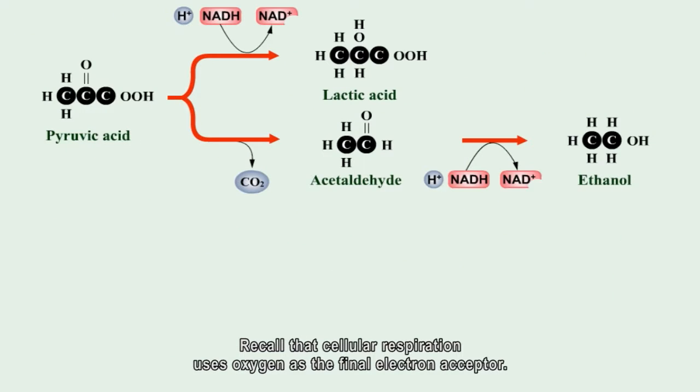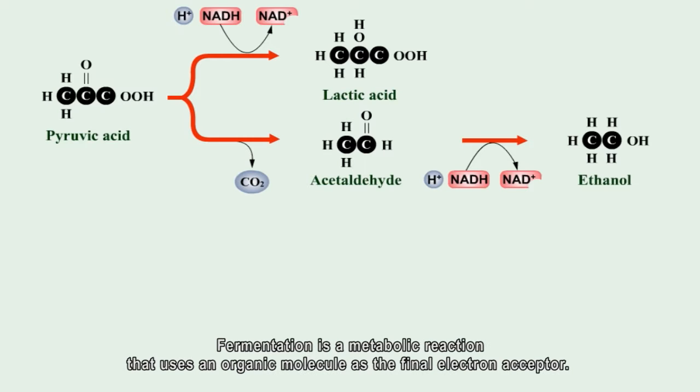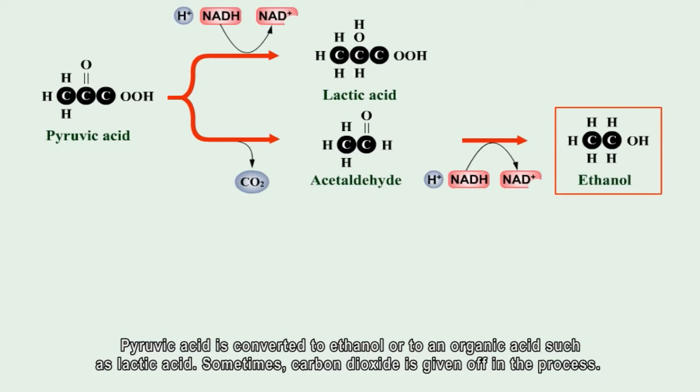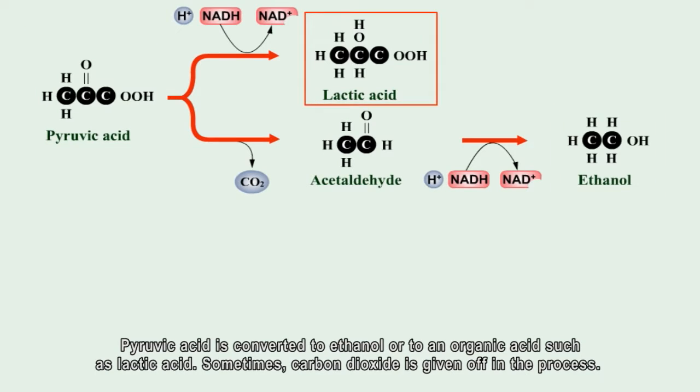Recall that cellular respiration uses oxygen as the final electron acceptor. Fermentation is a metabolic reaction that uses an organic molecule as the final electron acceptor. This process begins with pyruvic acid from glycolysis. Pyruvic acid is converted to ethanol or an organic acid such as lactic acid. Sometimes carbon dioxide is given off in the process.